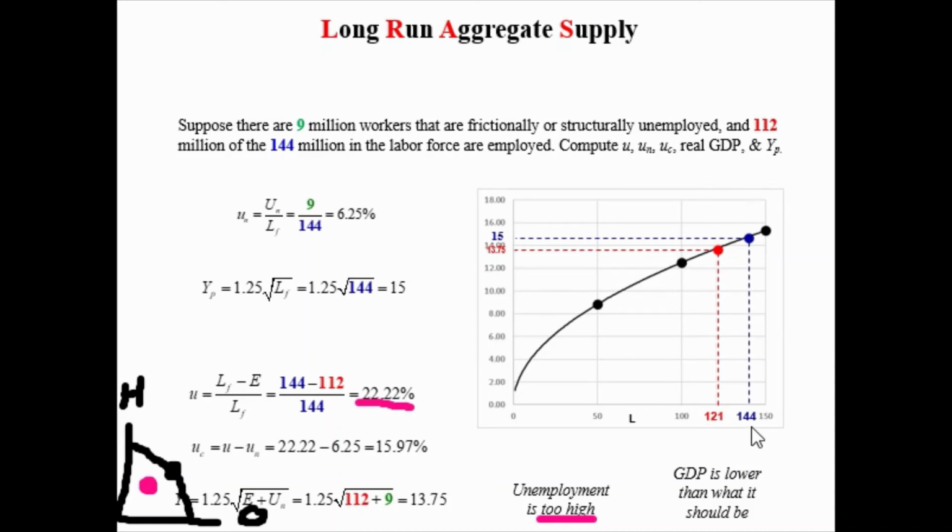GDP fell because the number of employees fell, right? The number of employees fell. The number of naturally unemployed workers has not changed, right? So GDP is too low and unemployment is too high in this situation, right? GDP is lower than what it should be. All right?